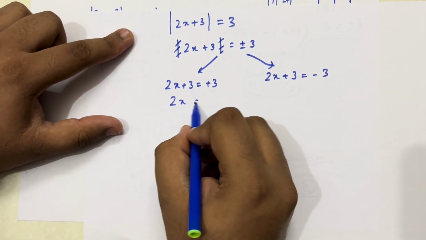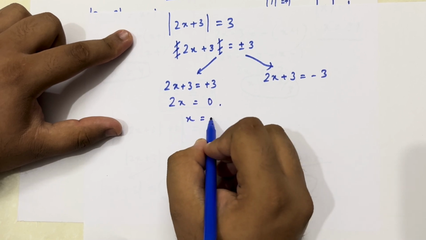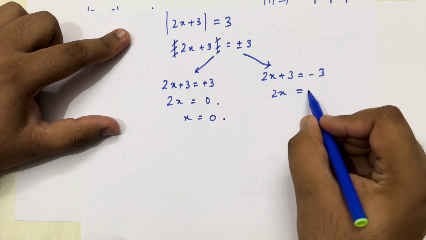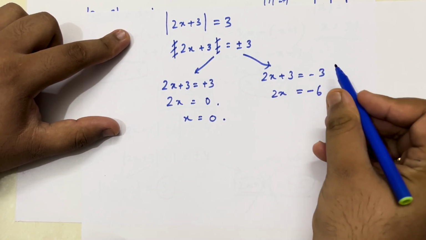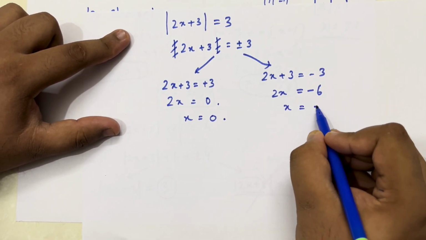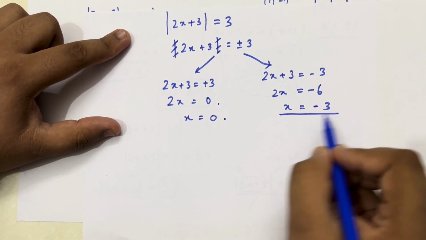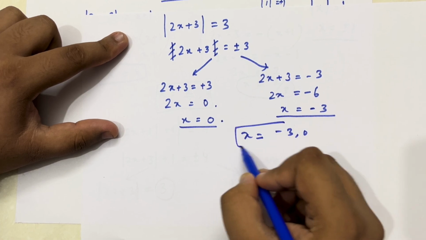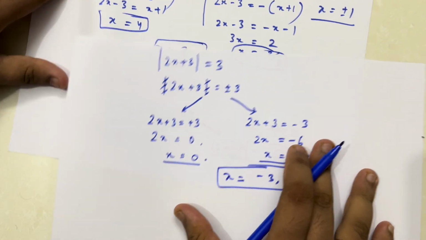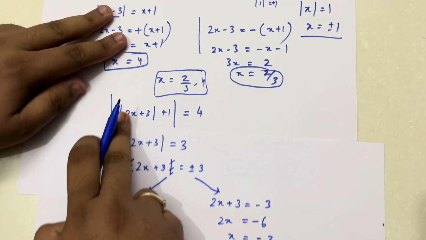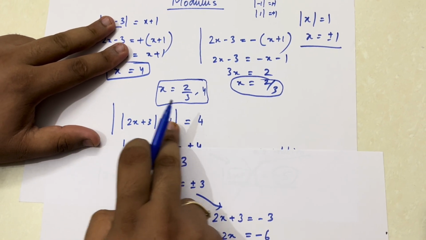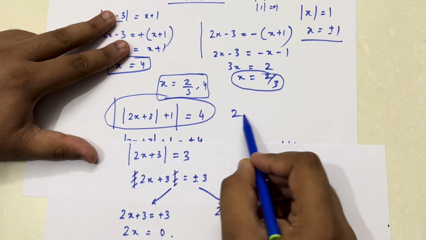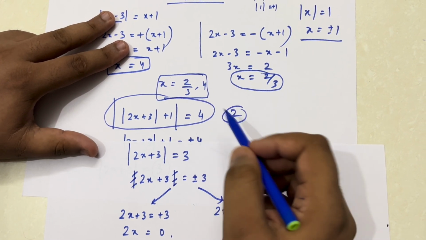If you see, 2x equals 0, so x becomes equal to 0 in this case. And if I solve the other equation, 2x equals minus 6, since plus 3 goes to the other side, x becomes equal to minus 3. So these are the two solutions, x equals minus 3 and 0. These are the two solutions of which equation? Of this equation, mod of mod 2x plus 3 plus 1 equals 4. So if somebody asks you the number of solutions, it will be 2. Don't confuse this with any other solution.